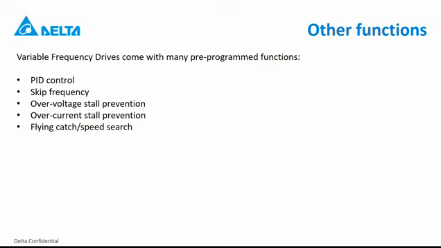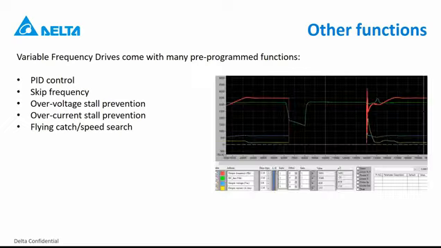Again, very popular with high inertia applications and with fans is the flying catch function, or speed search. What this function does is, if there is a power outage for, I don't know, 2 or 3 seconds or even more, some fans, if they have a lot of inertia, can take even a minute or more to come to a complete halt.